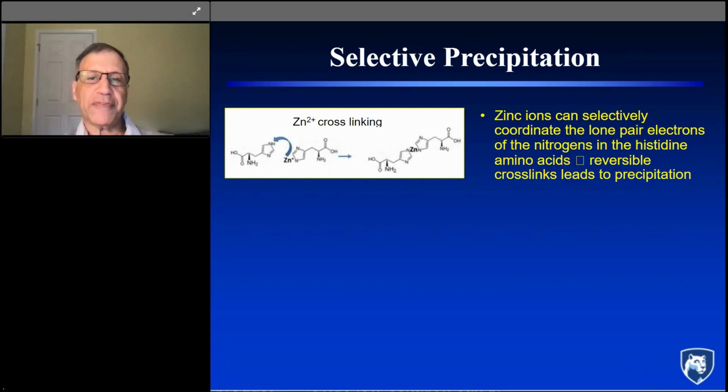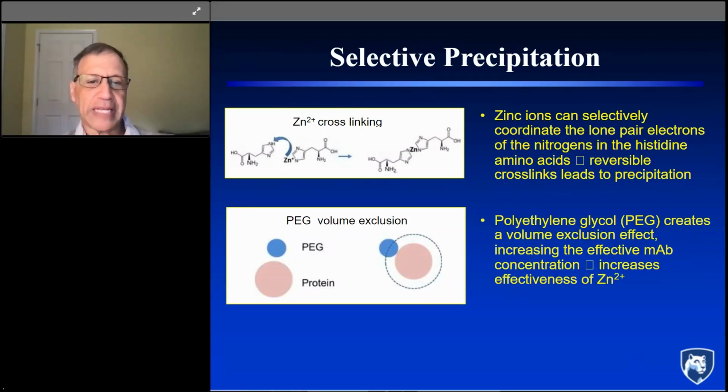Now, most of the work that we've done has been using zinc as a selective precipitator for monoclonal antibodies. These actually couple with the histidine residues in antibodies to form transiently or reversibly cross-linked species that will ultimately precipitate. And we can reduce the amount of zinc that we need for this process by combining the zinc with polyethylene glycol, which is a volume exclusion agent that essentially pushes the antibodies closer together and encourages their precipitation.